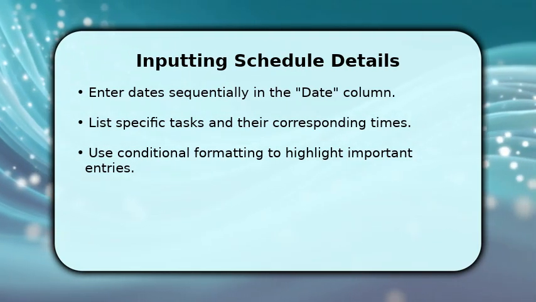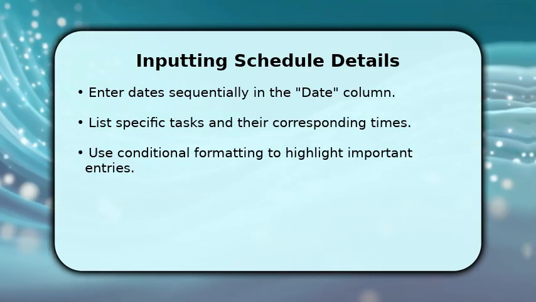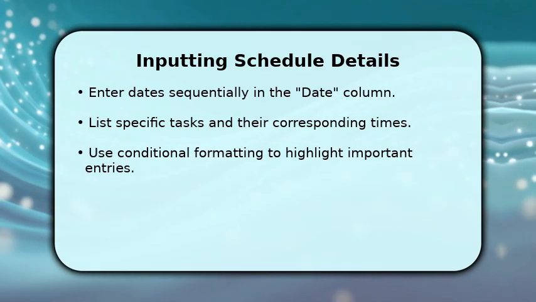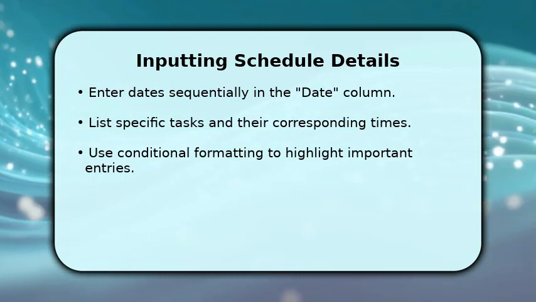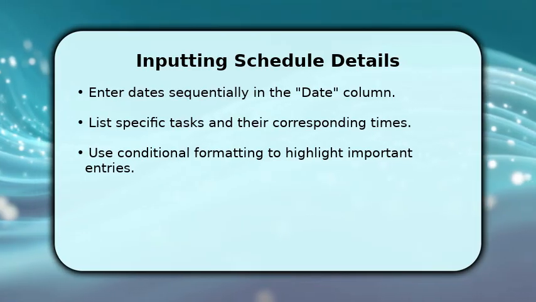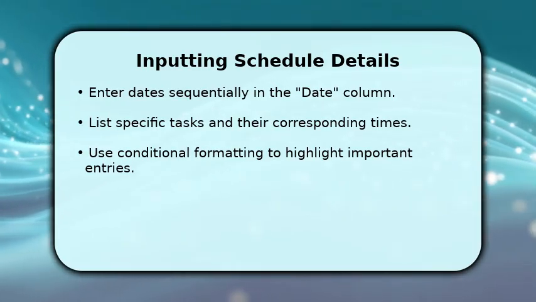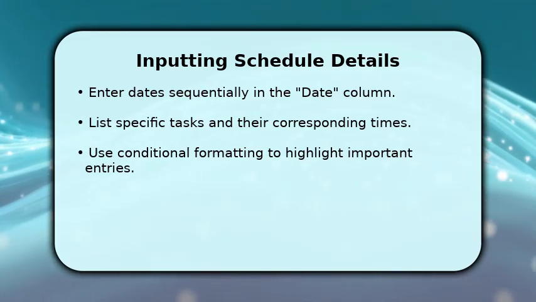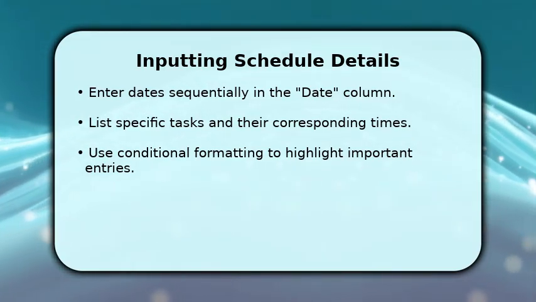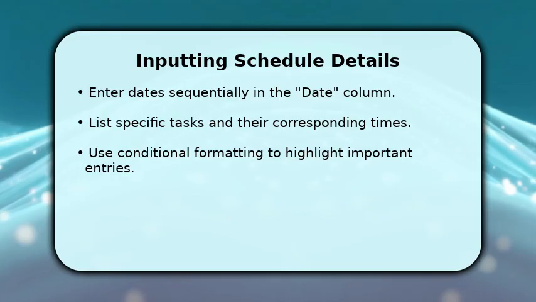Begin by entering your dates down the Date column. You can use Excel's autofill feature to quickly extend a series of dates. Then, fill in the Task and Time columns with your specific activities. For example, team meeting at 9:00 a.m. Consider using conditional formatting to automatically color code tasks based on their status, like green for complete or red for urgent.